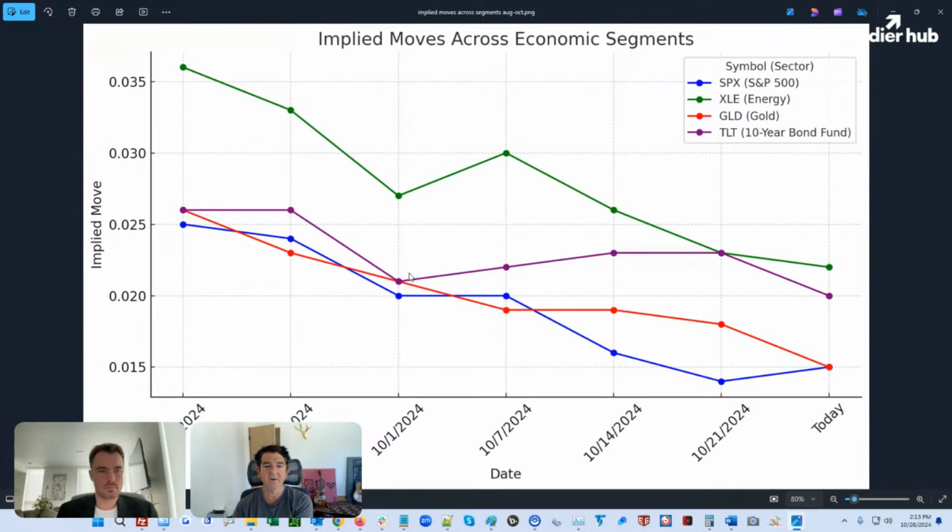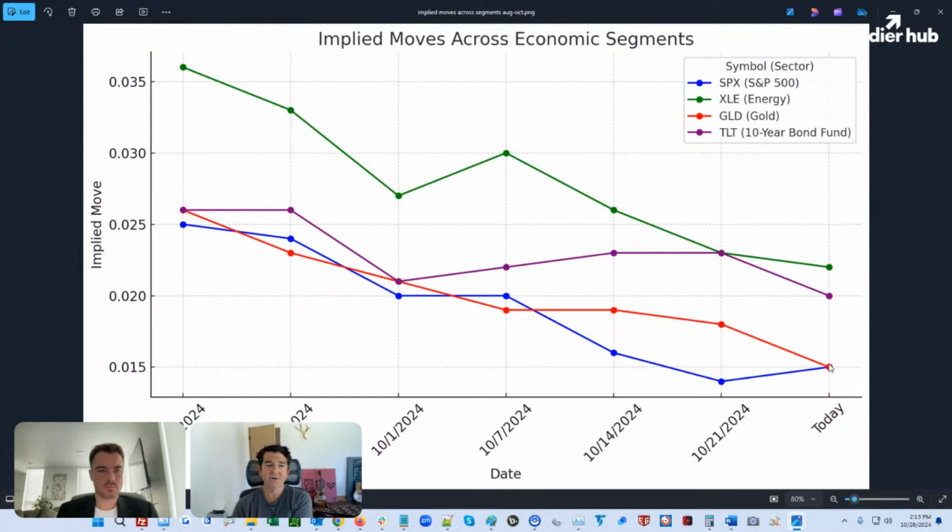What hasn't gone down that much is the purple. TLT is pretty much 2.5 down to 2. That isn't as big a move as 3.5 down to about 2.2, which is where energy is now. And for that matter, gold and the SPX are both pretty similar, coming down from implied moves of 2.5% now down to 1.5%. So 1.5% is a pretty small move for a big occurrence in the economy of the election.